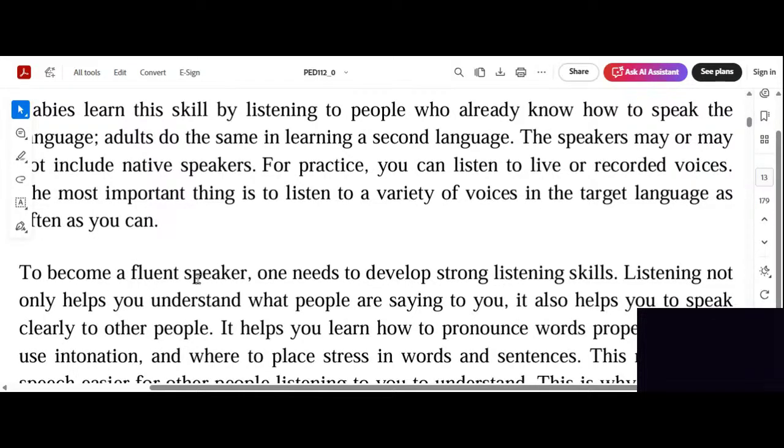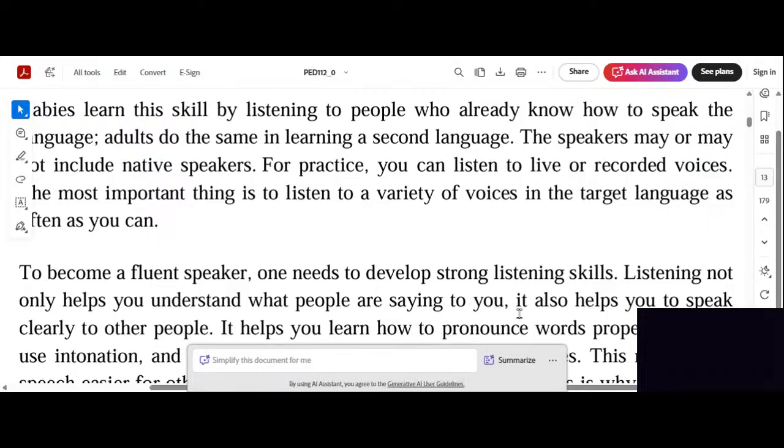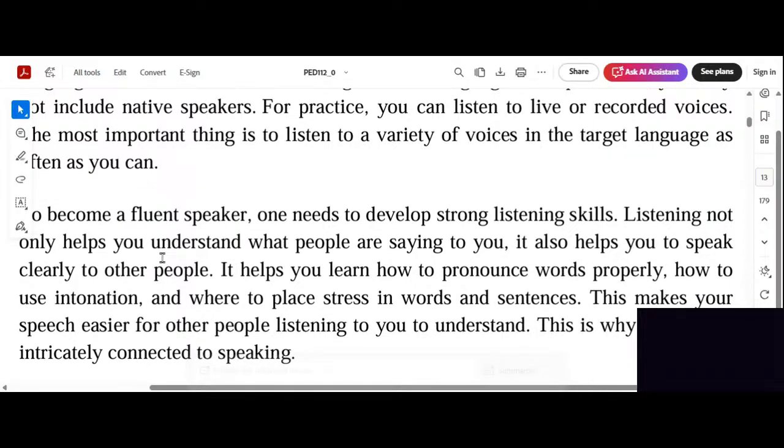So to become a fluent speaker, one needs to develop strong listening skills. Listening not only helps you understand what people are saying to you, it also helps you to speak clearly to other people. You probably don't know how to pronounce a word today, but you listen to someone tomorrow who pronounces the word accurately; the next time you want to make a speech and you need to use that word, you'll be able to pronounce it correctly. So not only have you understood what the other person said during the speech, it also helps you to grasp some proper ways of pronouncing some words, which will help you in your own next speech.